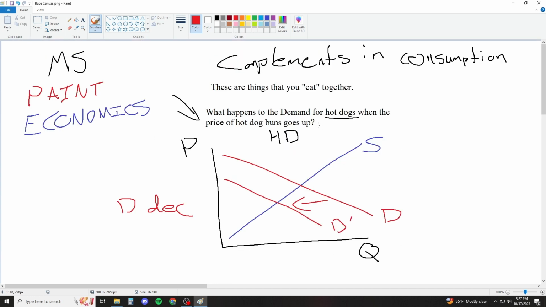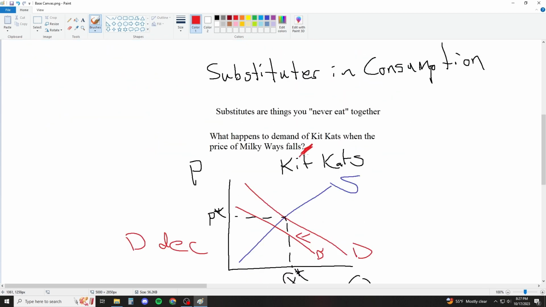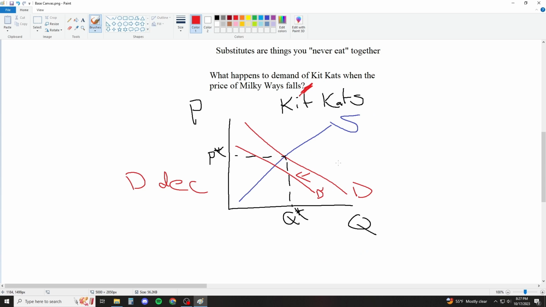Let's look at this. Up here, I said that if the price goes up, we have a demand decrease, right? Down here, I said if the price falls, we have a demand decrease. Complements and substitutes are the opposites of each other. Okay? Opposites.